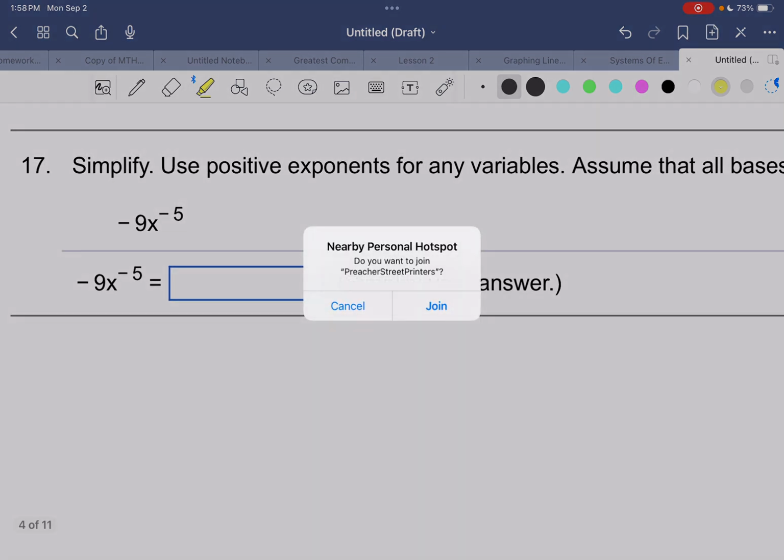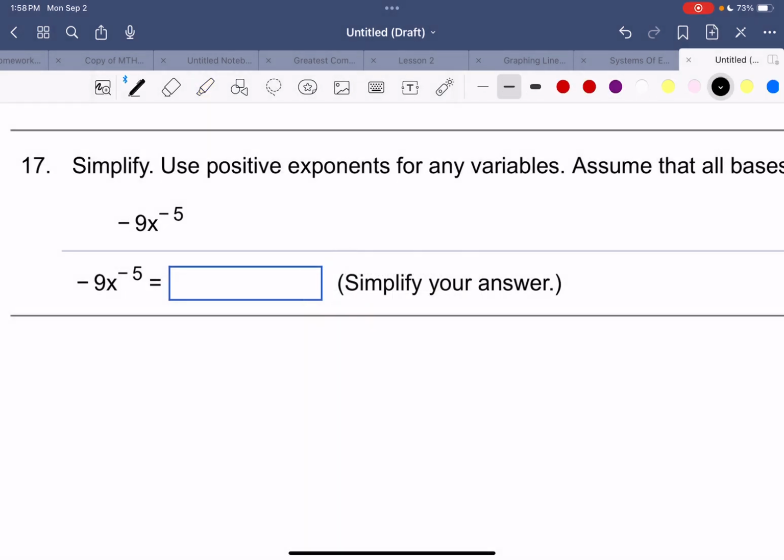Be especially careful on number 17. The negative only applies to the x. So that's going to be negative 9 over x to the 5th. Negative 9 over x to the 5th.